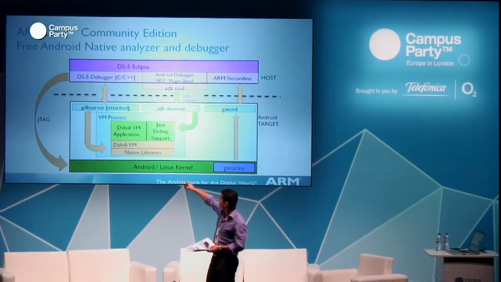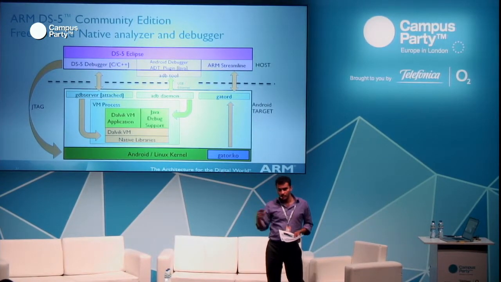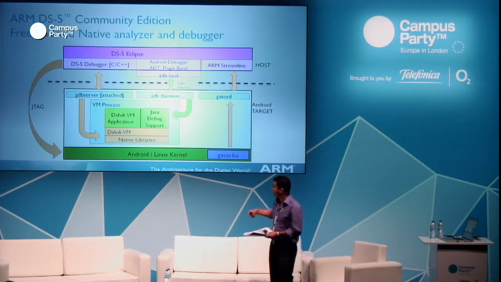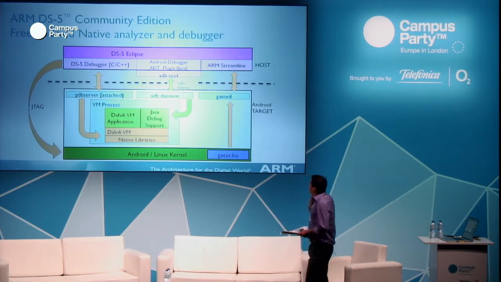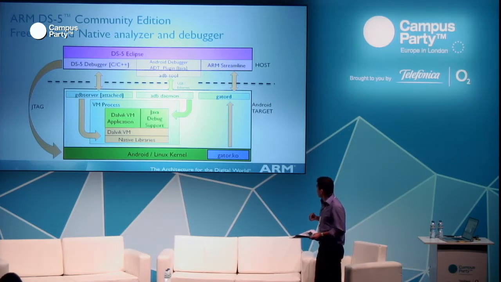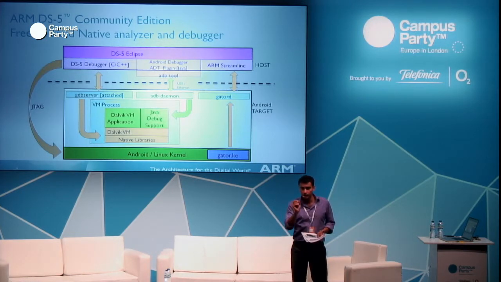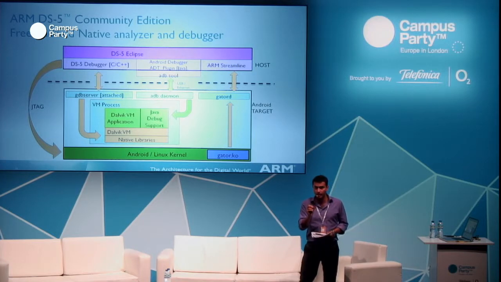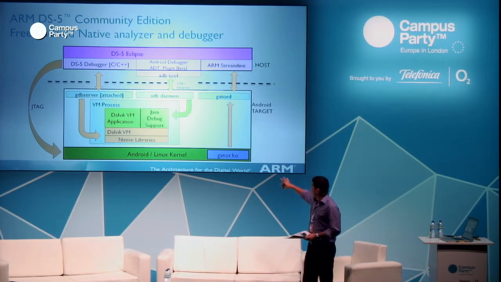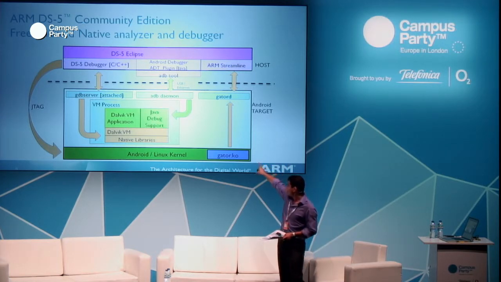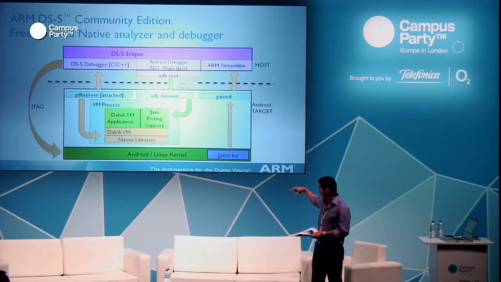So Java debugging is one of the things that you can do. Then there is the DS5 debugger, which does your C++ debugging. That needs the GDB server, which comes within the DS5 package. So that GDB server is running on your system and providing information for your host. There is this feature within the DS5 called Streamline. What it does is it gives you very, very accurate information about your running system. The GatorD is a daemon running in your user space, and the Gator kernel module is running on your Linux side.